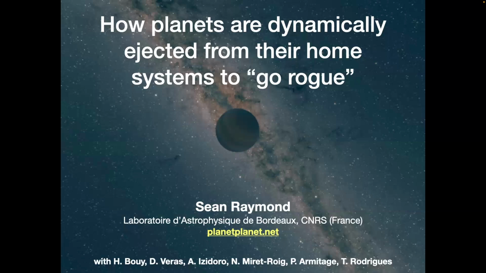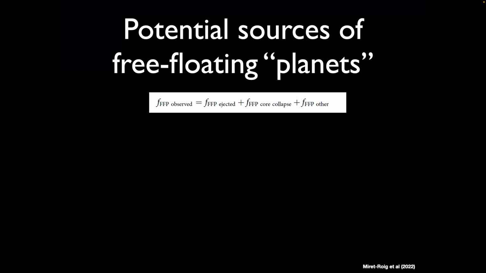So here we go. In very simple terms, if we have a bunch of free-floating planets and we want to explain how they got there, then we want to have some idea of potential sources. Basically, on the left here is what's observed. You can break it down in some sort of Drake equation style thing: maybe some fraction of these are ejected planets, maybe some fraction of free-floating planets are aborted stars or brown dwarfs. And I always want to leave an other category of things we haven't thought of yet, right? That's always going to be relevant.